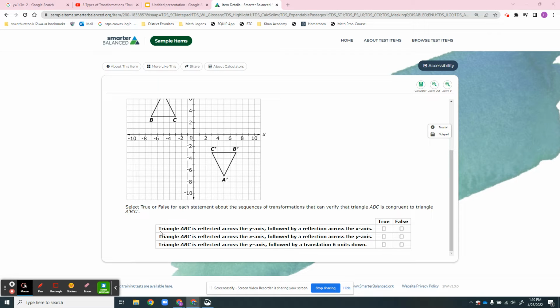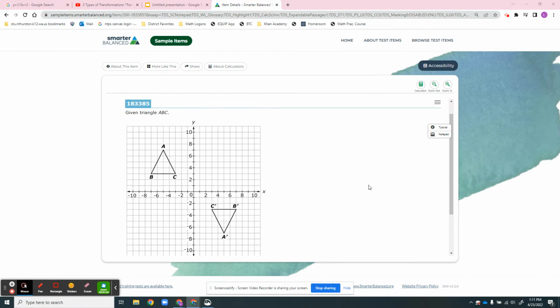The first one is the triangle is reflected across the y-axis, followed by a reflection across the x-axis. So there's two movements, right? The next one is the triangle is reflected across the x-axis, so it's different than this one, followed by a reflection across the y-axis. The triangle ABC is reflected across the y-axis, followed by a translation 6 units down. So each one has two movements, okay?